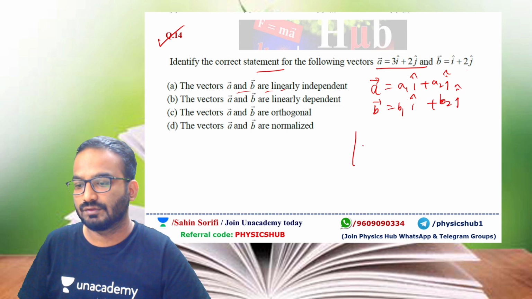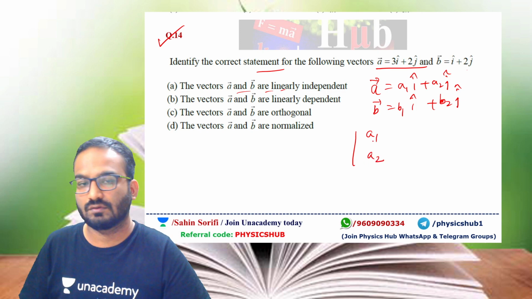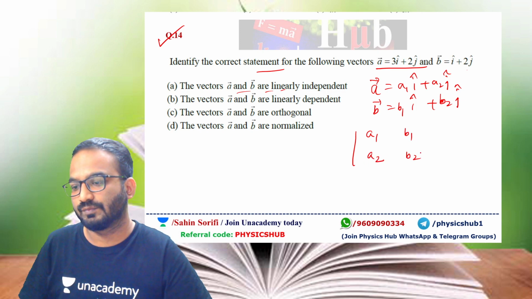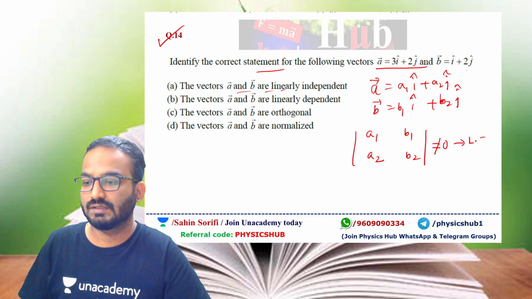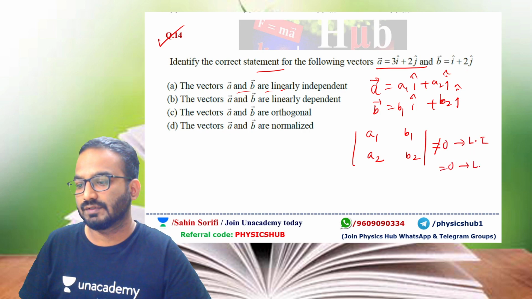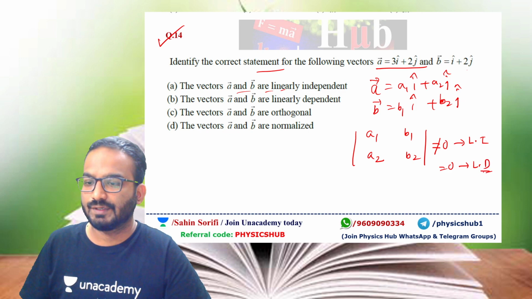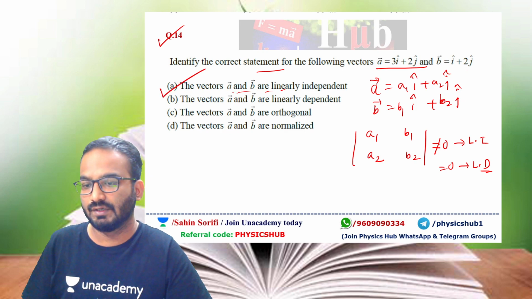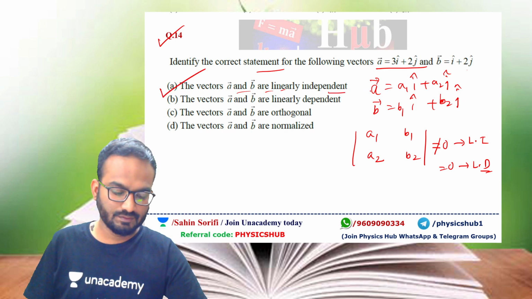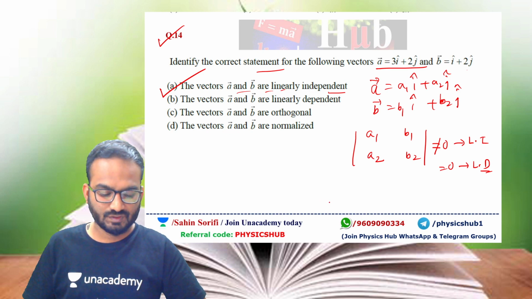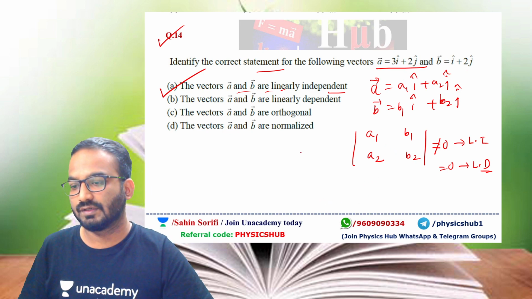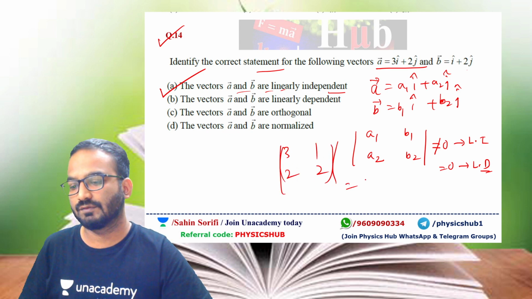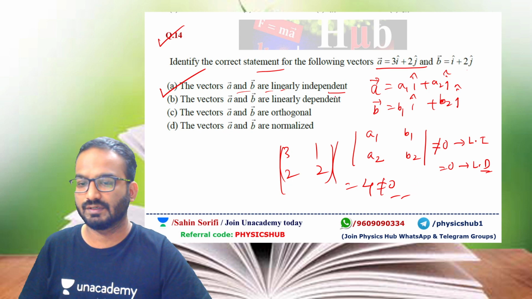So what are you going to do? You just write the components along the column, b1 b2. If this determinant is not equal to 0, we can say that it is linearly independent. If it is 0, we can say it is linearly dependent. Okay. And if you calculate this, you will get this answer to be correct. Vectors A and B are linearly independent, because this will give you 3, 2, 1, 2. So this determinant will give you 4, which is not equal to 0, so linearly independent.